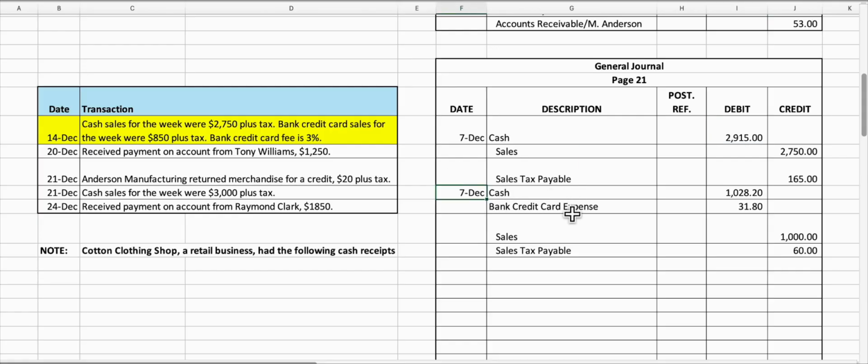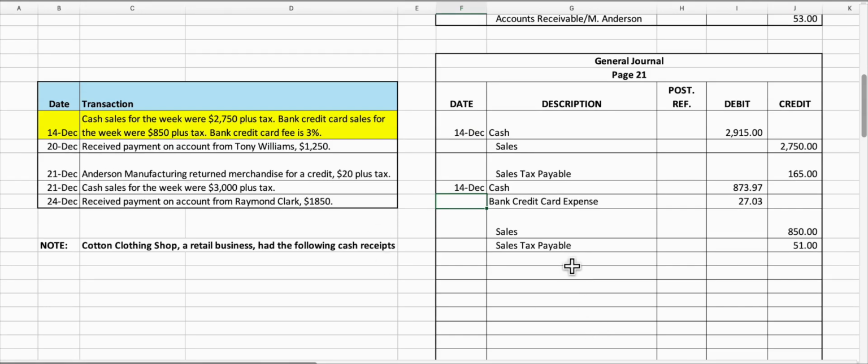Now, for the second part of the assignment, it says bank credit card sales for the week were $850 plus tax. So all we need to enter is the $850 here. And because we already have the formulas put in, they'll go ahead and change for us, we just need to change this to the 14th. Okay, that takes care of the entries for the 14th. See, it's easy if you get the formulas right in earlier entries, then you can just copy them down.